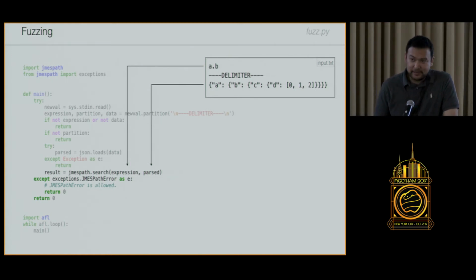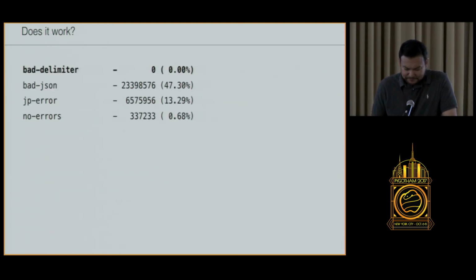Well, I took this example, and I annotated it a little bit and added some stats to keep track of what cases we hit. And this is a sample run. I forget how long I let this run. But what was interesting to me is that the bad delimiter case, we never hit that. It knew not to touch that as it was doing its initial analysis. And so we got the cases that we'd expect. So there's bad JSON when it tries to mutate the JSON document and produces something invalid. There's bad JMESPath expressions. And then there's also the success case where it mutated everything and it was still able to produce a valid result.